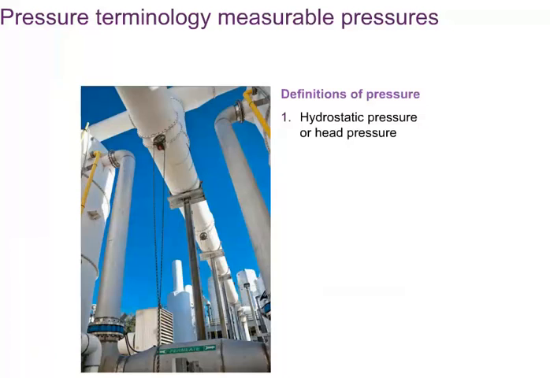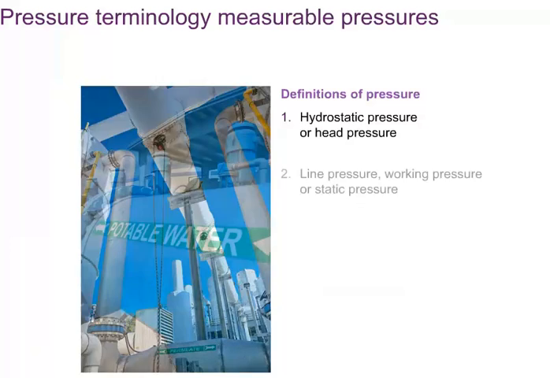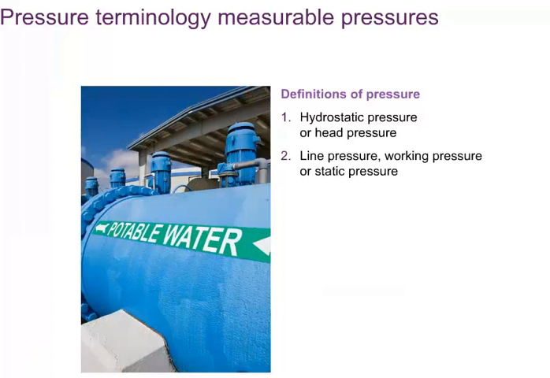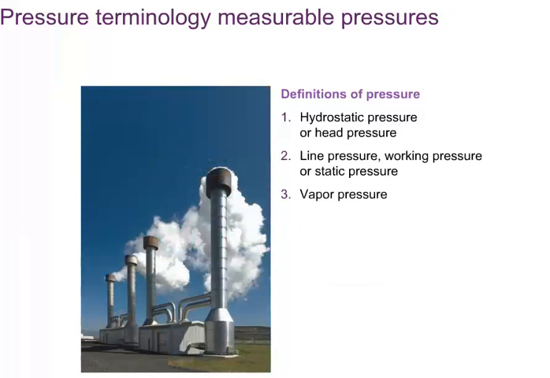Hydrostatic pressure, sometimes called head pressure, is encountered in liquid-level applications. Hydrostatic pressure is the pressure below the liquid surface exerted by the liquid above. Line pressure, working pressure, or static pressure is simply the amount of pressure or the force per unit area exerted on a pipe or tank wall. Vapor pressure is that pressure at which a liquid boils. The value of the vapor pressure depends on the current temperature of the medium.